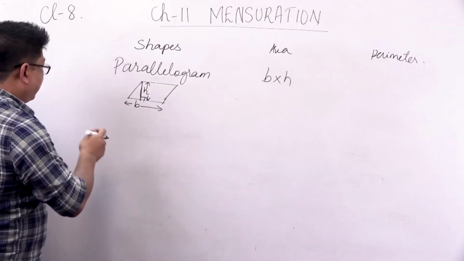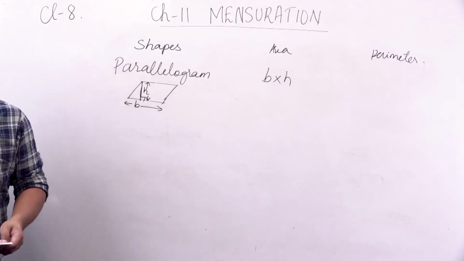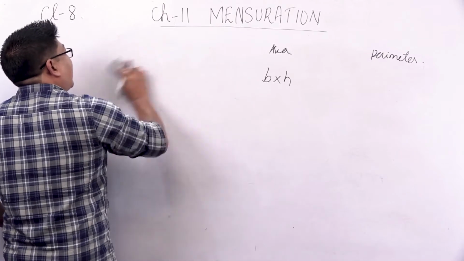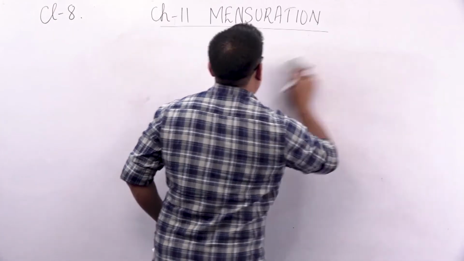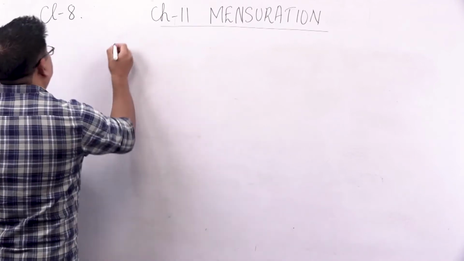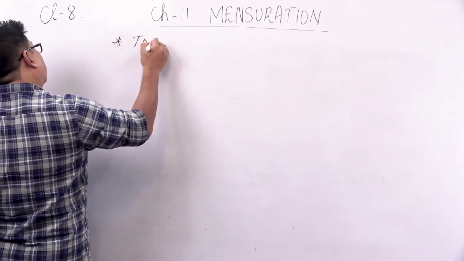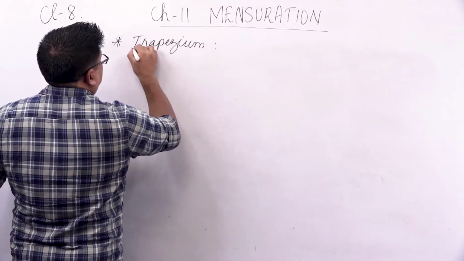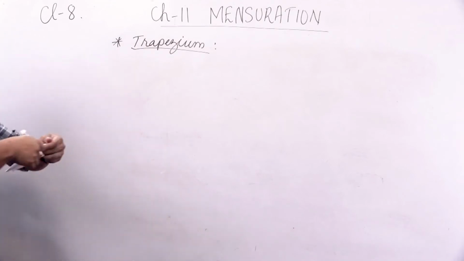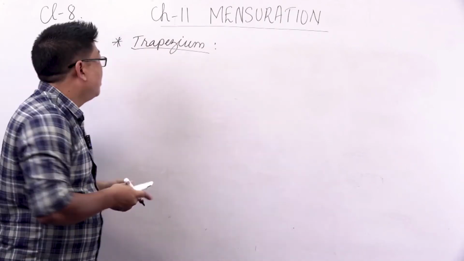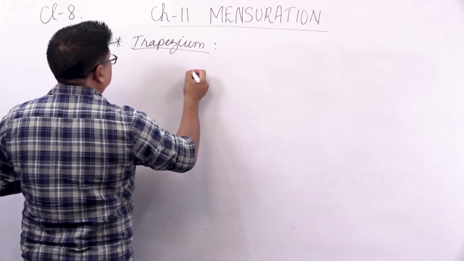So these are all figures which we have learned in class 7. So let's look at the next type of figure that we will be learning today. The next one is called trapezium. Now in trapezium, one pair of opposite sides is always parallel.